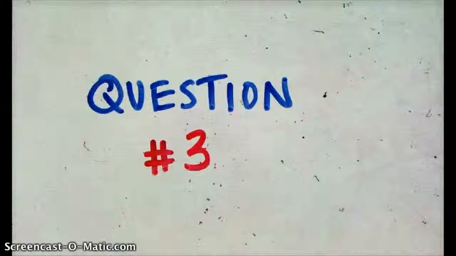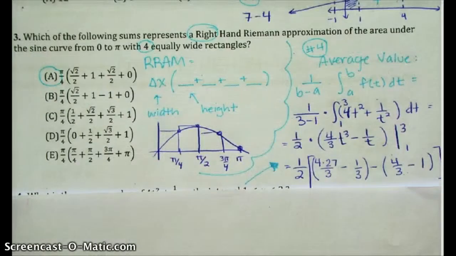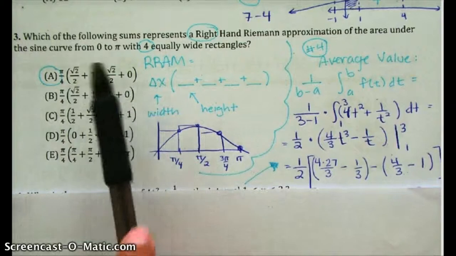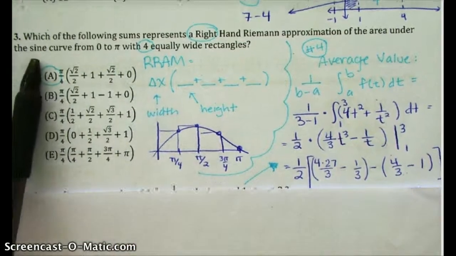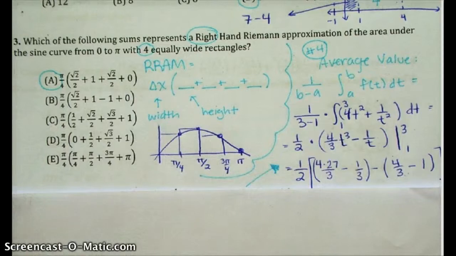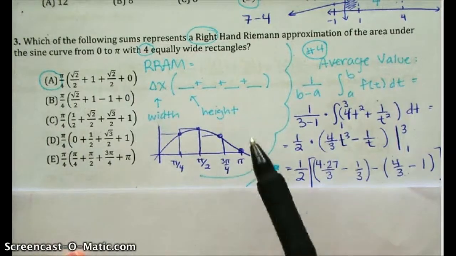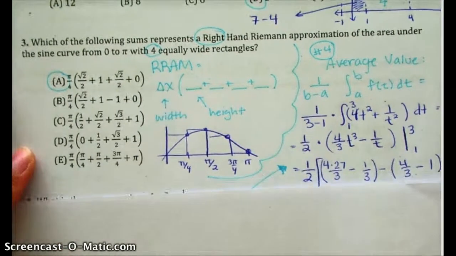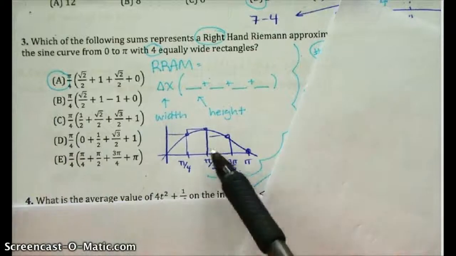Question number 3. Question number 3 was the right-hand approximation method. I find it helpful, at least when we're talking about a function that I'm really familiar with, to sketch a graph. You don't have to sketch the graph. What you do really have to be confident with, and again, this work on the side is for number 4, so ignore that. I'm just looking right here.